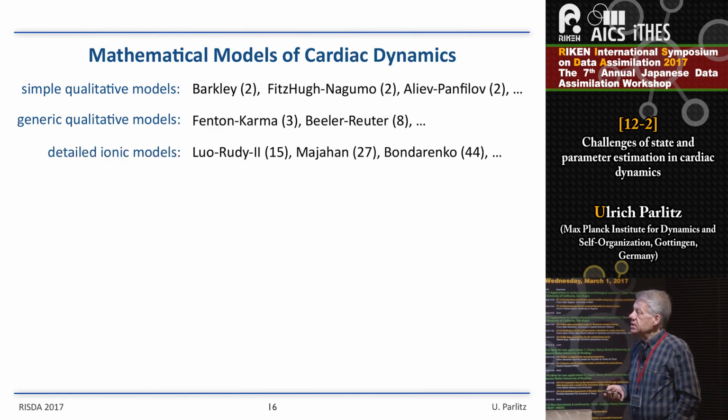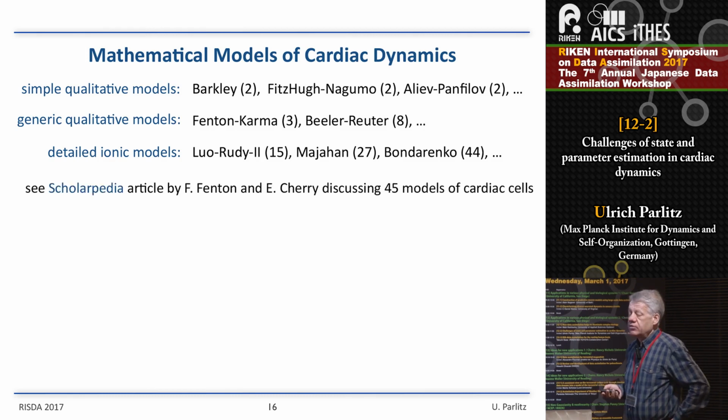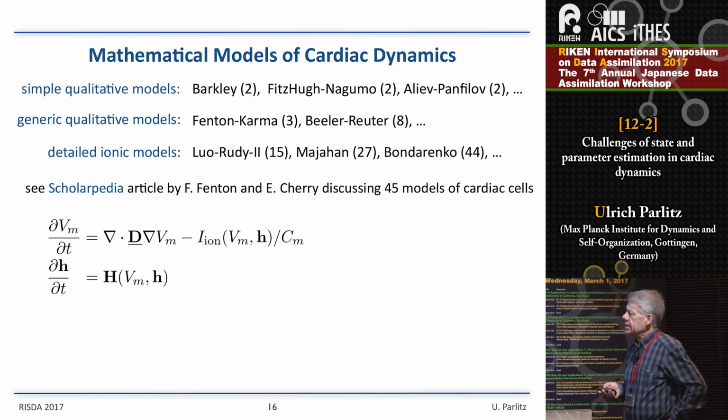Or you can go to detailed ionic models like the neural models we heard about this morning, where you have 15, 27, or even more variables. If you are interested in this, you may have a look at the Scholarpedia article by Flavio Fenton and Elizabeth Cherry, who are discussing 45 different models on this page in detail.